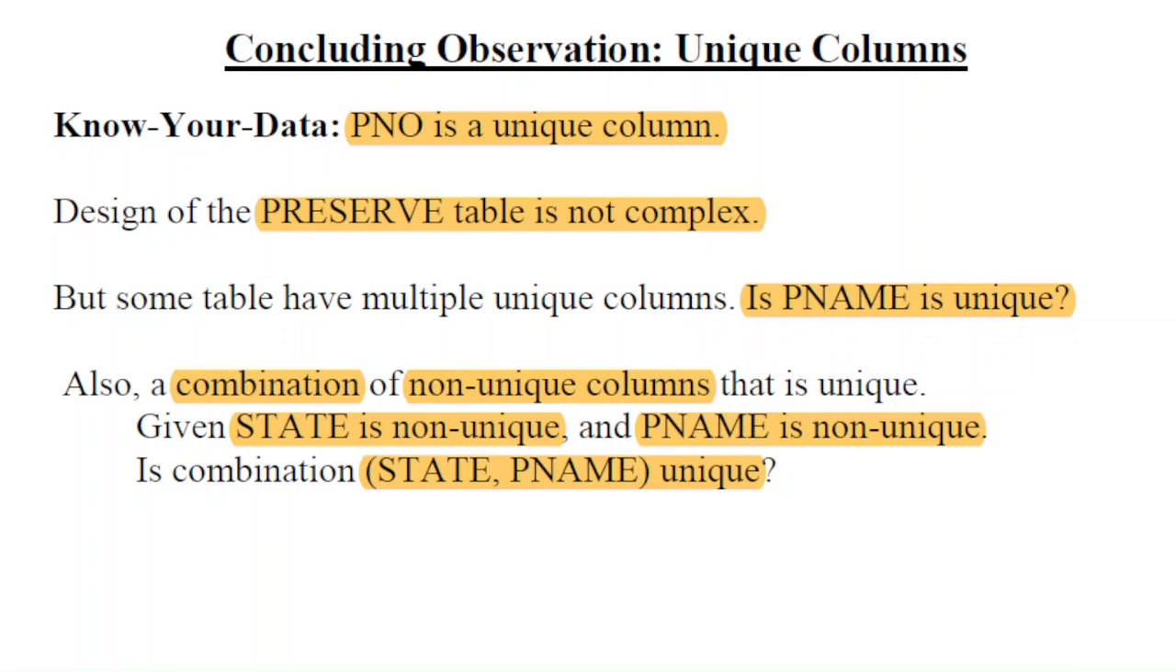What I'm driving at is here. The uniqueness of columns is simple in our little tutorial preserve table. But when we get into more complex designs, in the spirit of knowing your data, you could have other unique columns, other unique combinations of columns, and knowing that data could have an impact on your coding of an order by clause and a distinct clause.